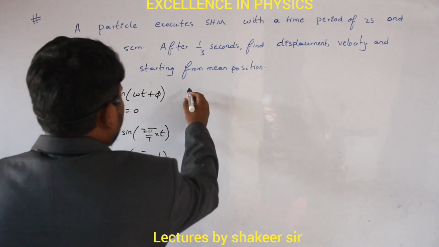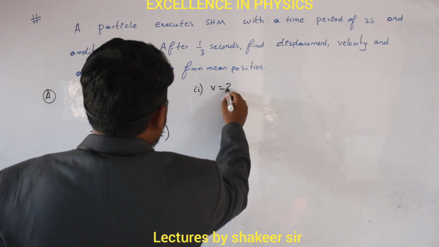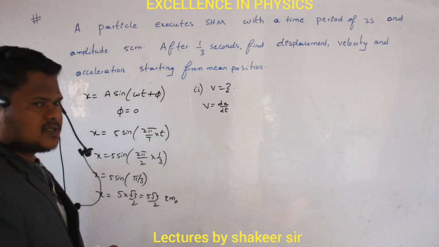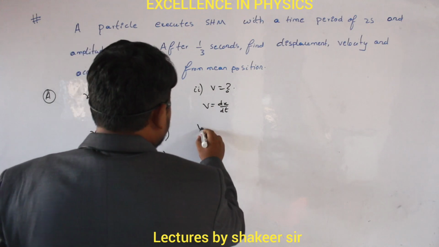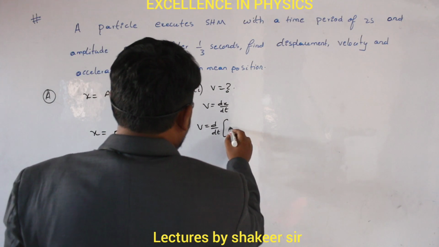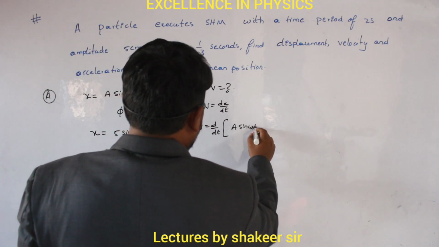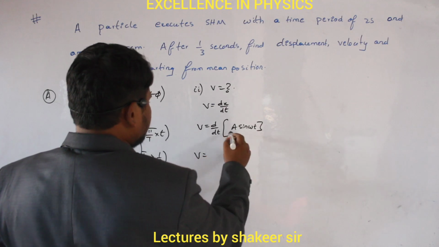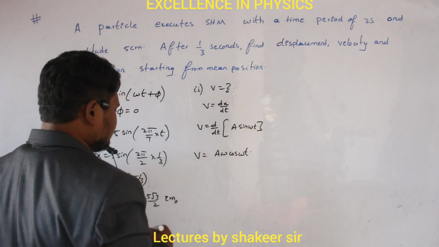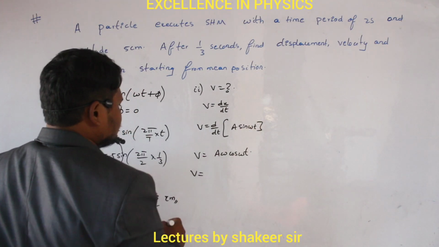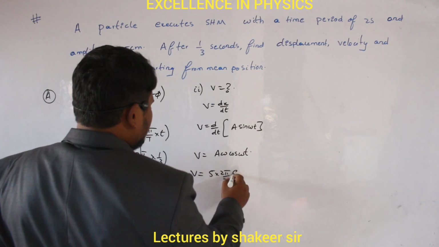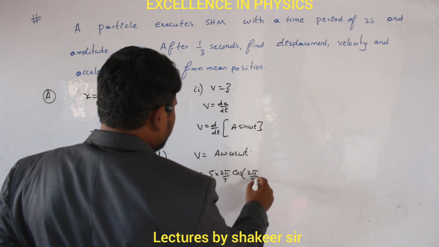Similarly, let us calculate velocity. How can I calculate velocity? Velocity is nothing but the differentiation of displacement. So velocity is equal to d by dt of the displacement. The displacement equation we have already written, which is equal to A sin ωt. Therefore, if I differentiate this equation, I will get A ω cos ωt. We have already done this differentiation previously. So v is equal to amplitude 5 into 2π by T cos(2π by T into t).